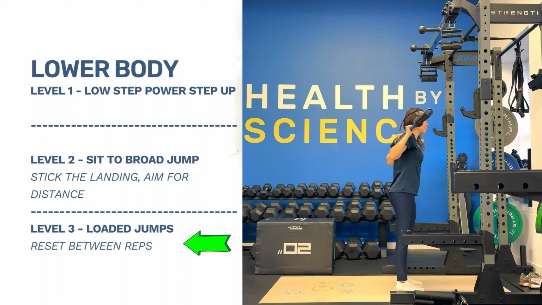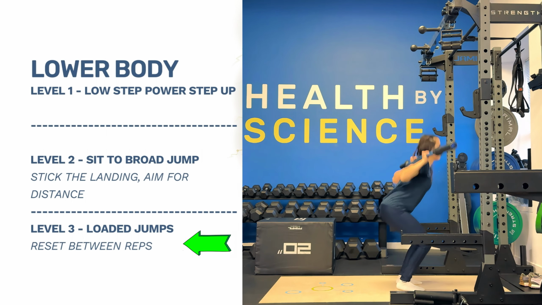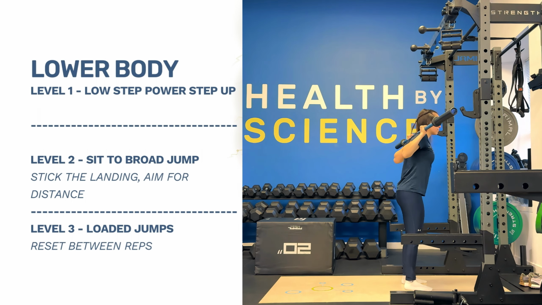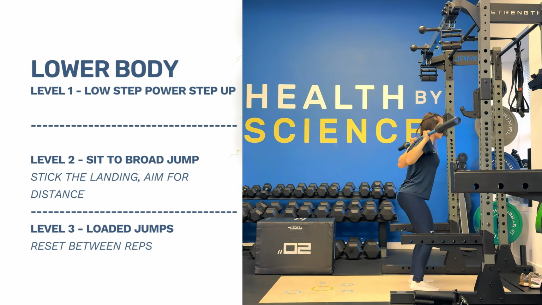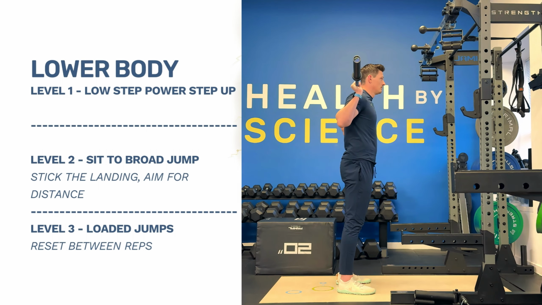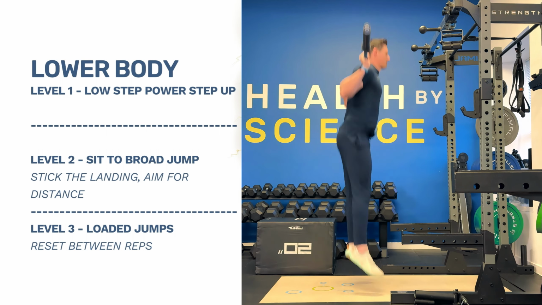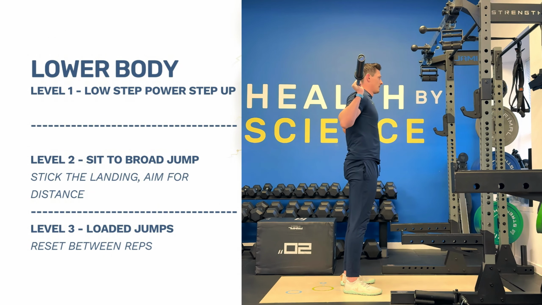The last one is our loaded jump. So this is for the category that are obviously considerably stronger. They've been training for a decent amount of time, and they've got a lot of power already in the bag. We then need to load it. So very light loading, between 20 and 40% loading is perfect.